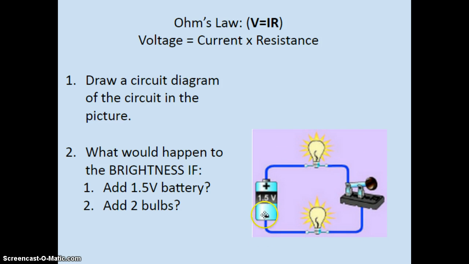This, once again, is a series circuit. This is a closed circuit. I have 1.5 volts pushing current, and I have 2 light bulbs here. So we're learning the basics of electric circuits. There you have it.